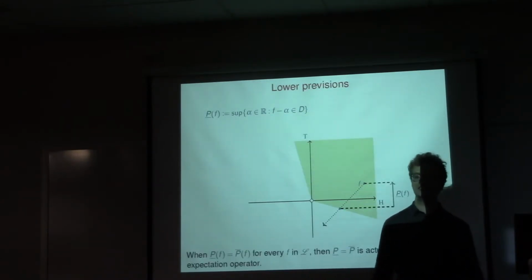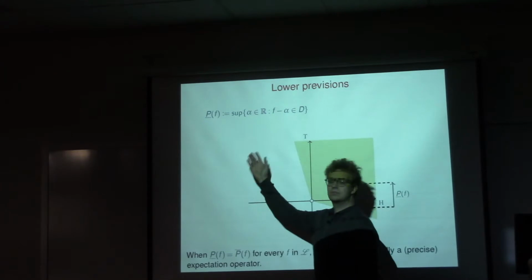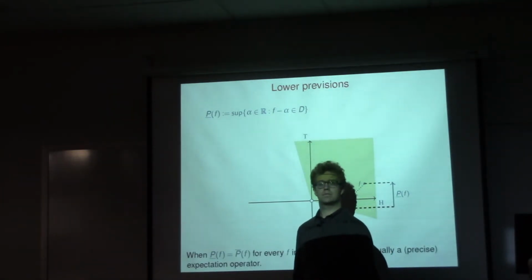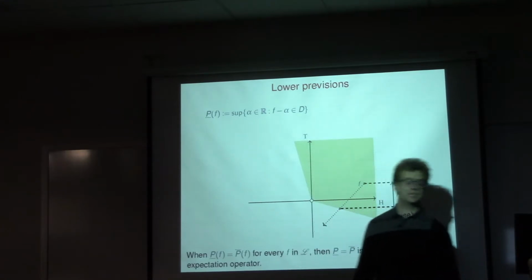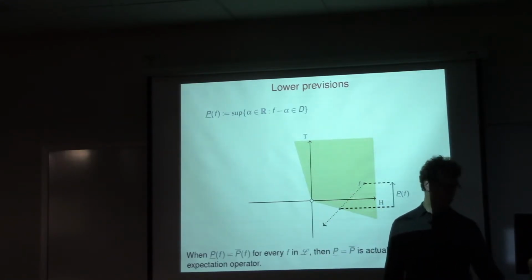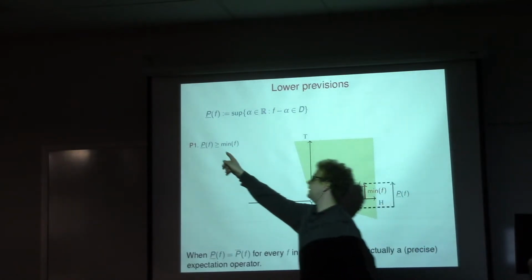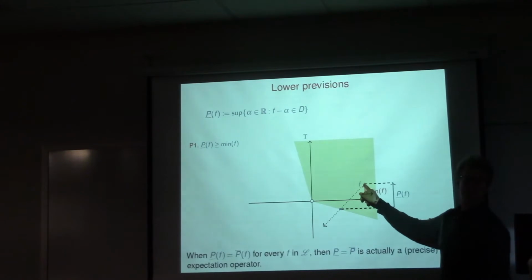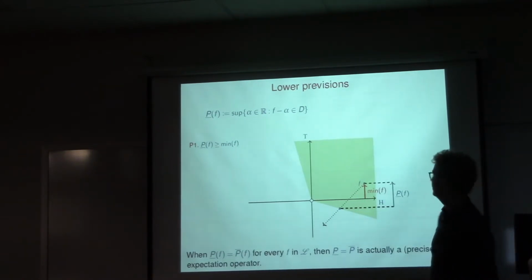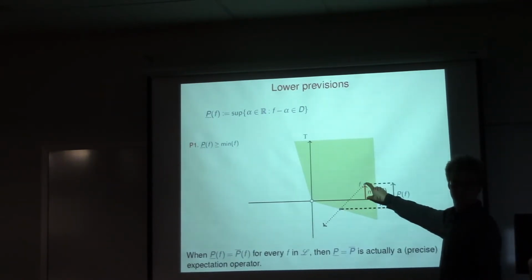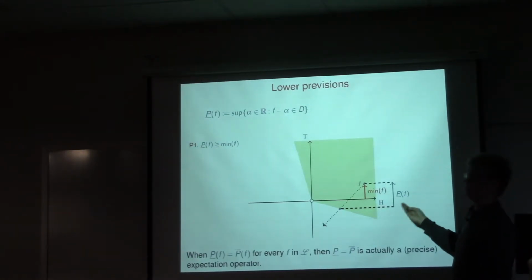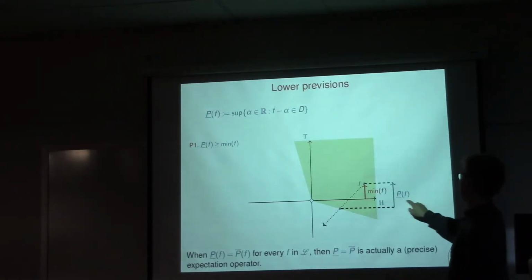Okay, so the lower prevision, if you want, is a bound on the expectation operator, and it satisfies three things. It's bounded, so it's always bigger than the minimum. Graphically, it's very easy to see. If you have a gamble, well, what is its minimum? It's its minimum coordinate. In this case, it's tails. And this is always smaller or equal than the lower prevision.